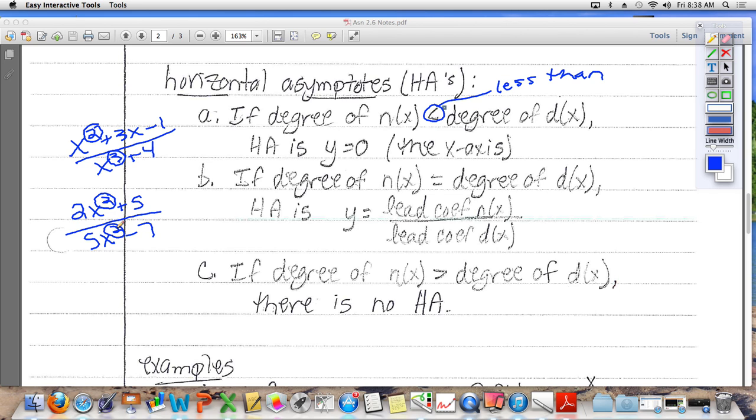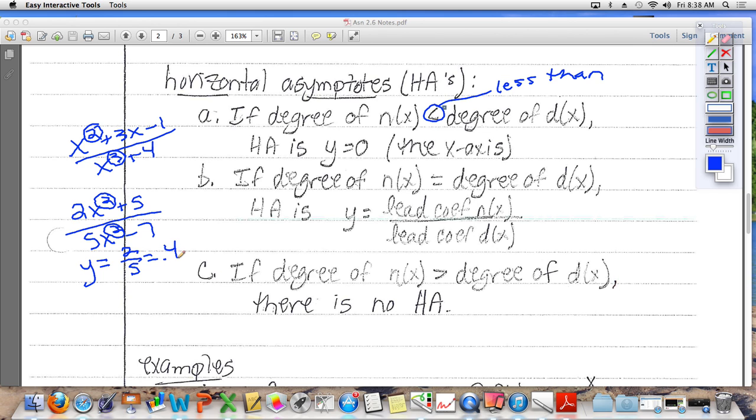If the degrees are exactly the same, there's going to be a horizontal asymptote at y equals, okay, it says to take the lead coefficient of the numerator. What's the lead coefficient of the numerator, guys? 2. What's the lead coefficient of the denominator? 5. There would be a horizontal asymptote at 2/5, which really means 0.4. There would be a horizontal line at 0.4.